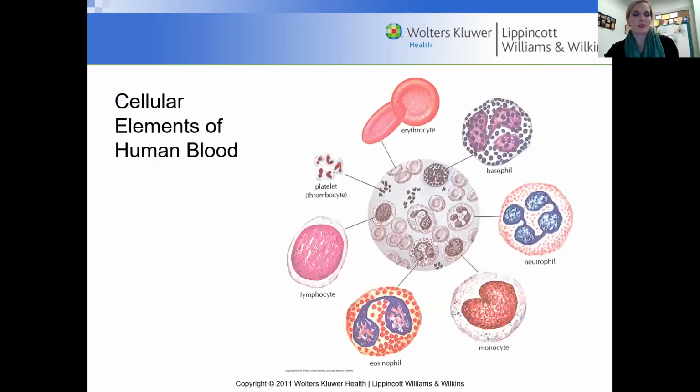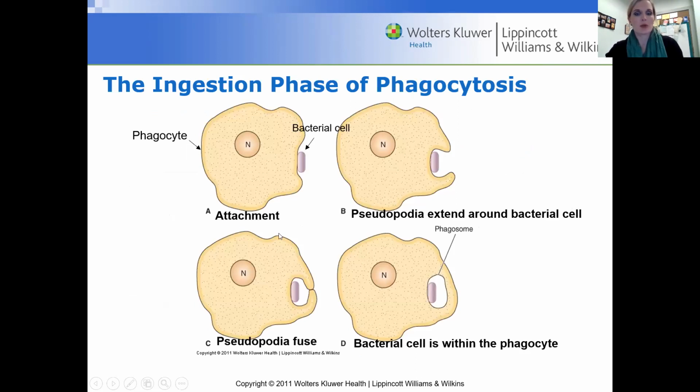Okay. And there are just the different elements of our blood there. You can see here are our white blood cells, and a couple of them are phagocytes, but you don't have to worry about those. This picture shows the process. You don't have to know the steps in phagocytosis, but I'm going to show you what I mean by how they engulf and then ingest a pathogen.